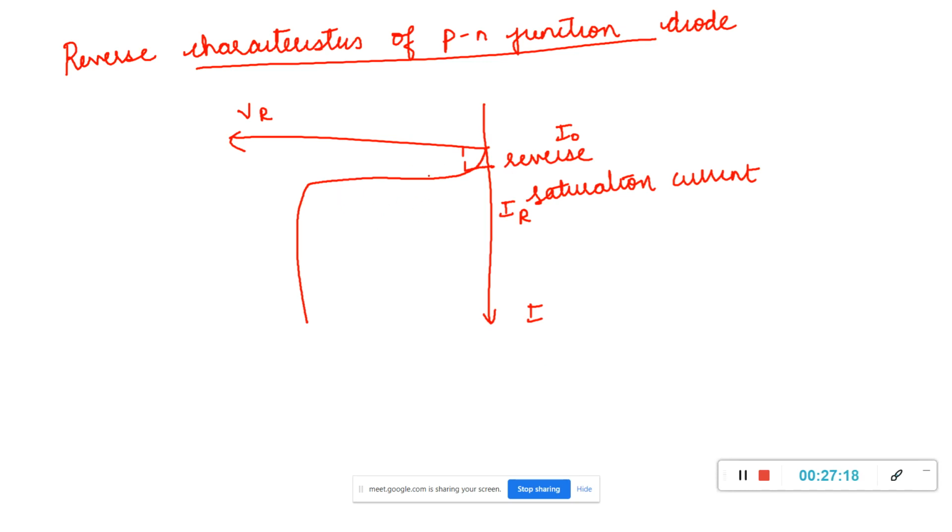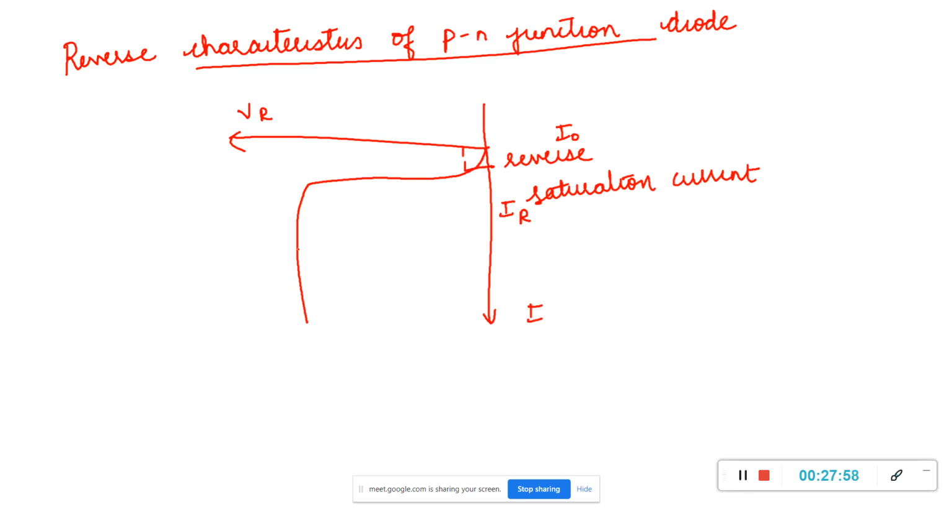So we can see that as the reverse voltage is increased, the reverse current also increases initially, but after a certain voltage the current remains constant. You can see the current remains constant, equal to the reverse saturation current I naught. As you increase the voltage, the current increases up to a certain point and then remains constant. Even if you increase the voltage, the current does not increase.